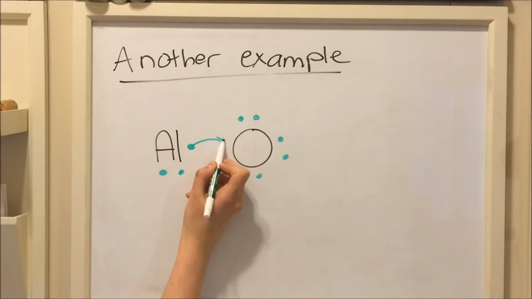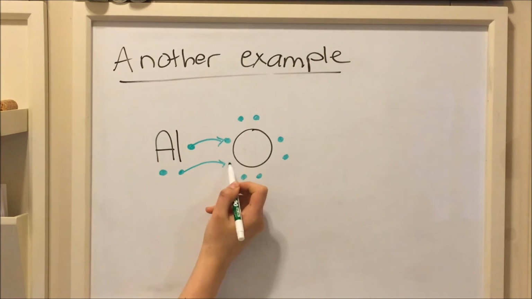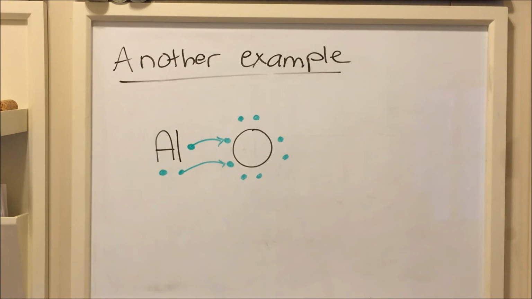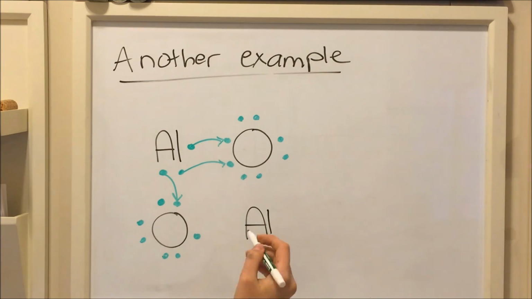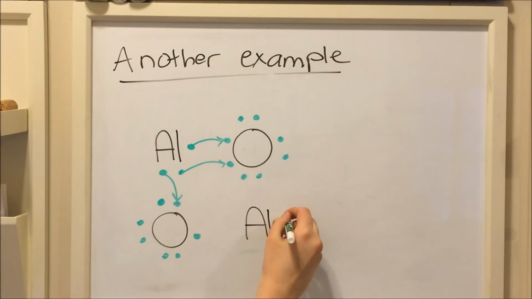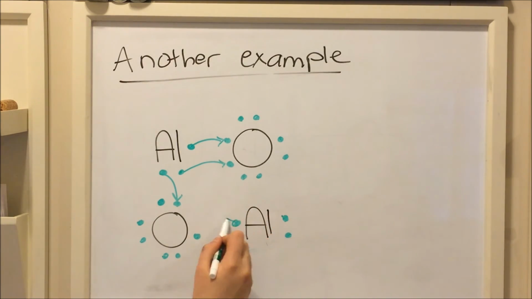I'm going to show that aluminum is donating 2 electrons to oxygen, which is the maximum number of electrons that it can donate because oxygen can't take any more valence electrons. So now oxygen is happy, but aluminum is not happy because it still has 1 more electron to give. So I'm going to draw another oxygen atom, and aluminum is going to be happy now because it donates all of its 3 electrons.